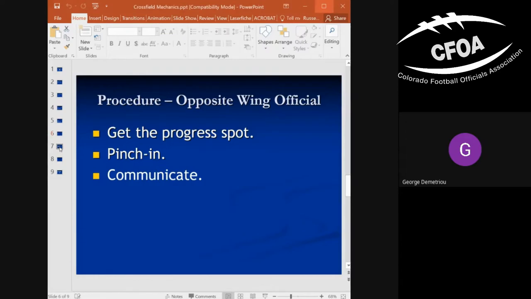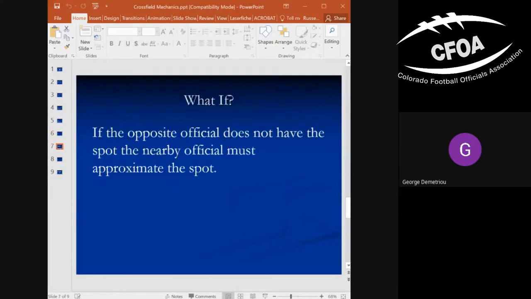Okay, and then the last slide before we get to the video is the perennial what if. What if none of this happens and the near official has done what he's supposed to do, but the far official has not reacted for whatever reason? Then you have to approximate the progress spot, or in other words, fake it. We can't publish fake it, but that may very well be what you have to do. And hopefully the spot won't be within inches of the line to gain.